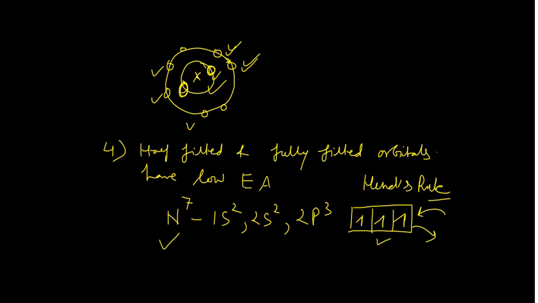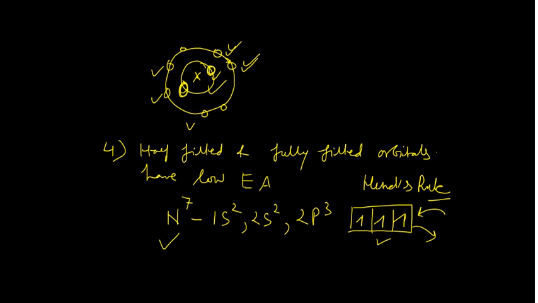At the start of the lecture, I already told you that the species which readily accepts the electron will release higher energy in terms of electron affinity, right? And since half-filled and fully filled species are extra stable, they are very reluctant to accept an electron, so their electron affinity would be small. This is something very, very important which you should know.